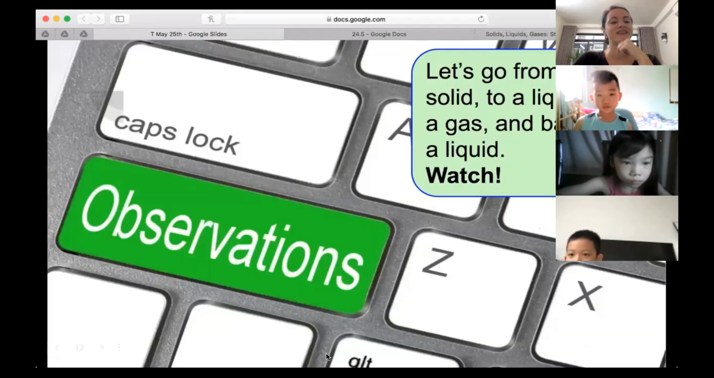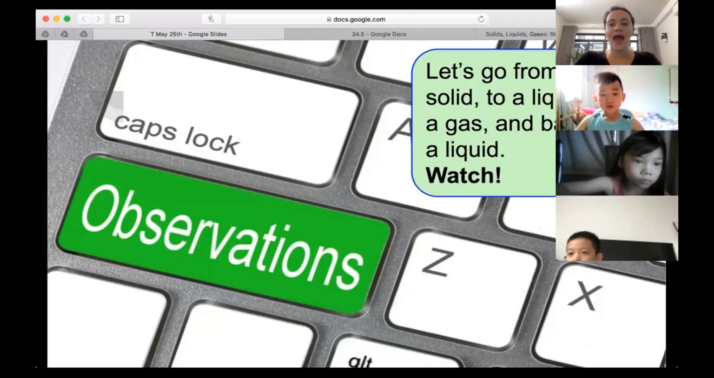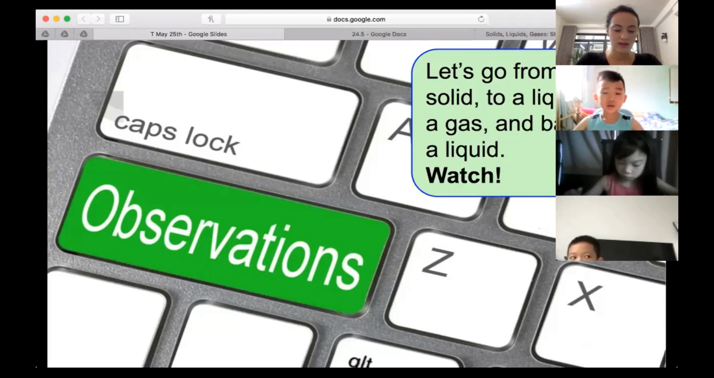Okay, interesting. Well, before our next part, we're going to go from a solid to a liquid to a gas and then back to a liquid. We're going to look at melting and then evaporation and then condensation. So for that, I'm going to join the Zoom meeting on my phone so that you can watch easier. Okay. Here we go.